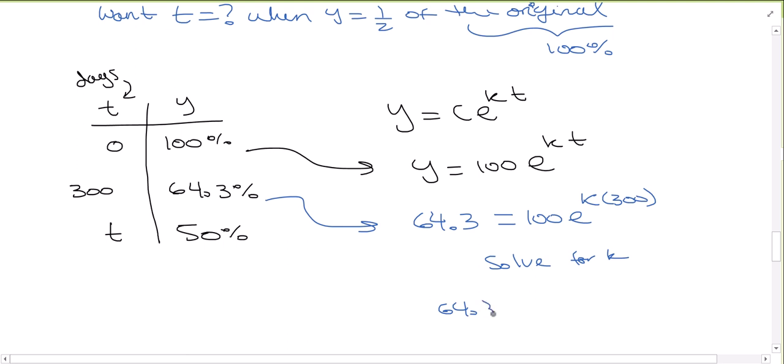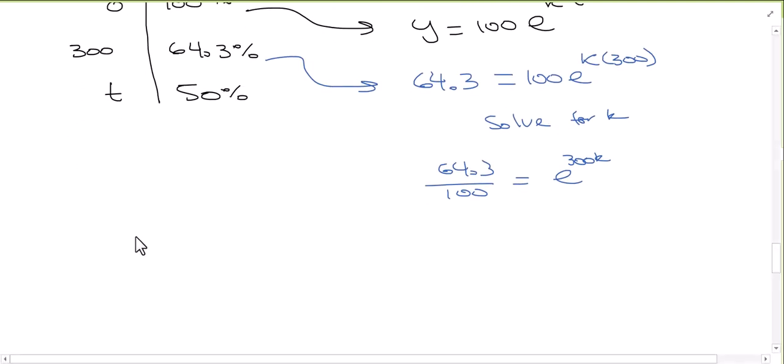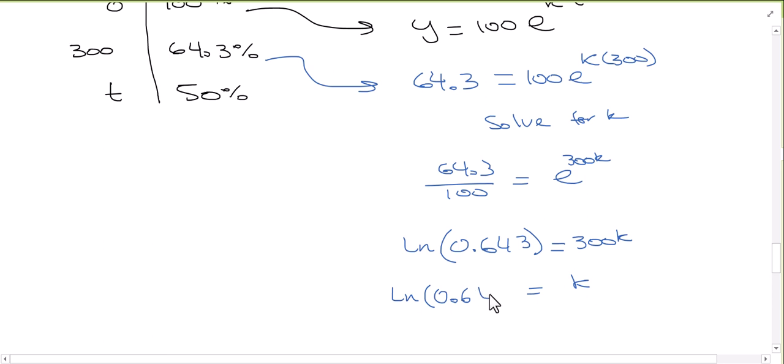So I'm going to have 64.3 over 100 equals e to the 300k. Take the natural log of both sides. Convert 64.3 over 100 to a decimal by moving the decimal over, so it'll be 0.643 equals e to the 300k. Applying the natural log to both sides, or turning that exponential to its inverse logarithm, e becomes the natural log. And then k is the natural log of 0.643 over 300.